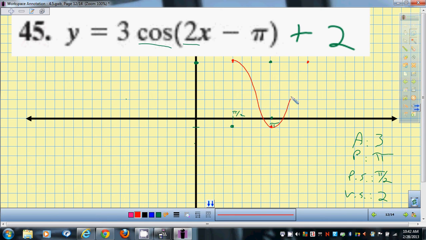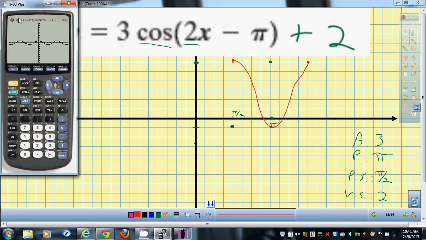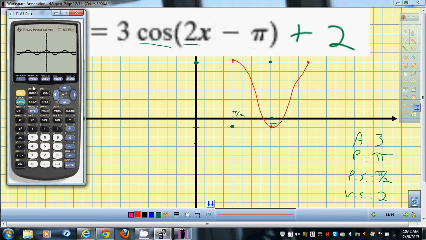Hopefully you all have a graphing calculator in front of you. We're going to graph this thing together. We're going to punch in the function exactly as it is. Make sure you're in radian mode, which we are. Y equals 3 cosine (2x minus pi), close parentheses, plus 2. Do not hit enter yet. Did I mess something up?